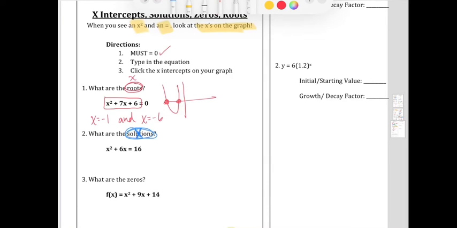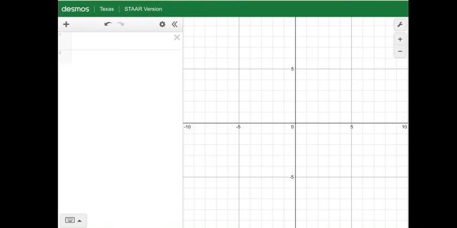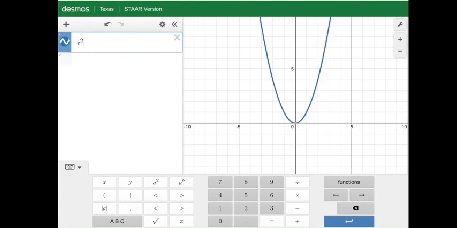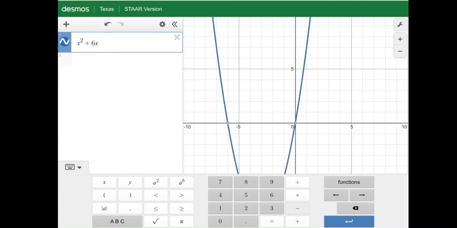Again, solutions are the x's of this graph. I want to know where this graph touches the x-axis. But there's an issue here. It has to equal 0. This one does not equal 0, so I take the number from the back and I move it over. The x squared and the 6x were fine, but I had to subtract 16 to move it over. So now I can type that in, x squared plus 6x minus 16.